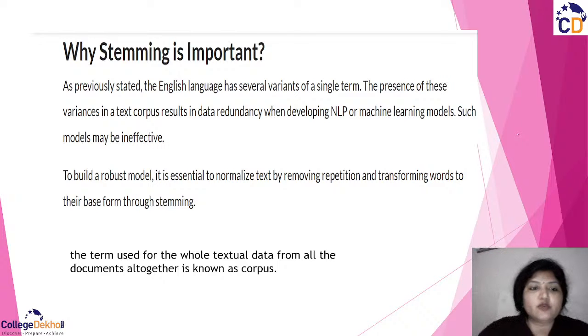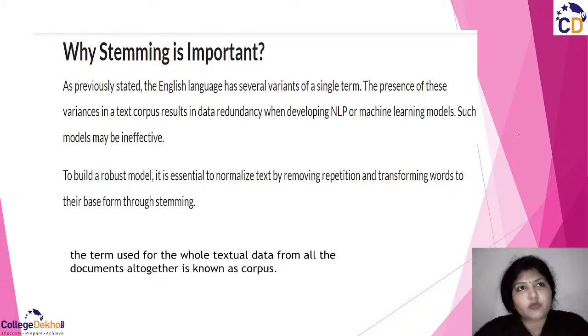Before moving into the important part, the important term is corpus. What is corpus? The term used for the whole textual data. You have a complete document, the whole text, and all the textual data contained in all the documents taken together would be a corpus, right? Now, as we have seen in the English language, there are several variants of a single term. The presence of these variants in the text corpus results in data redundancy. So you might face the same word repeated again and again. There would be a redundancy in data, right?